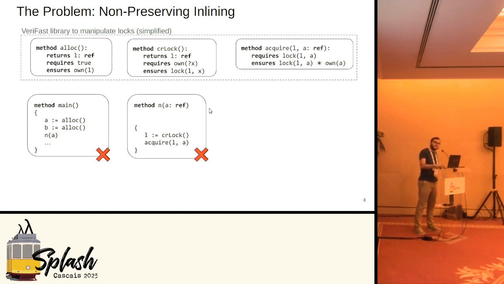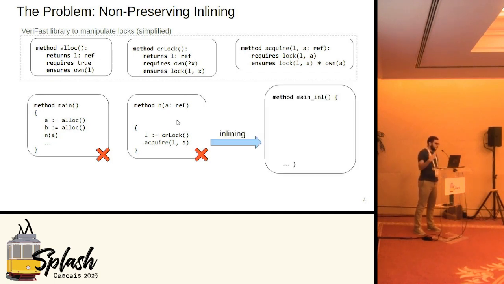But it might be because we don't have any annotation here. So we want to perform inlining. And to perform inlining, we're going to first take the body of main, put the two first allocations, and then we're going to replace the call to N by the body of method N. And now, let's see whether this program verifies. If we run VeriFast, this program doesn't verify.